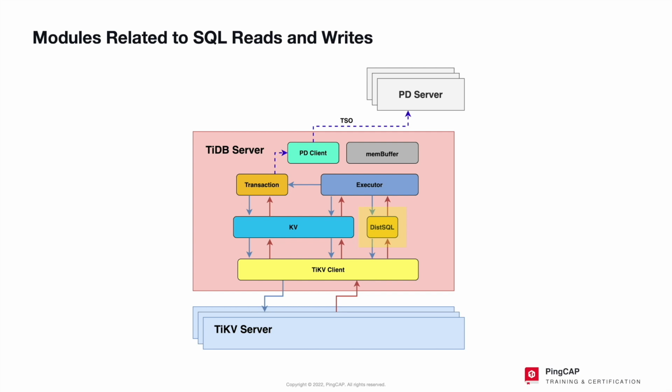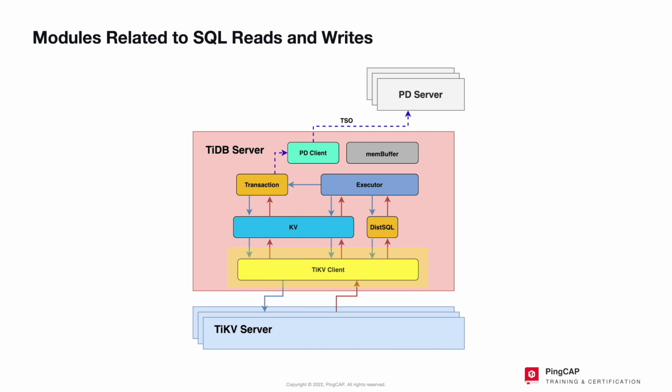A DistSQL request involves multiple regions, and we want to execute a coprocessor request once for each region involved. Next, the TiKV client module is shown below DistSQL. The TiKV client module, and in this case it's going to be TiDB Server, but it doesn't have to be, is primarily responsible for sending read and write requests to the TiKV module.